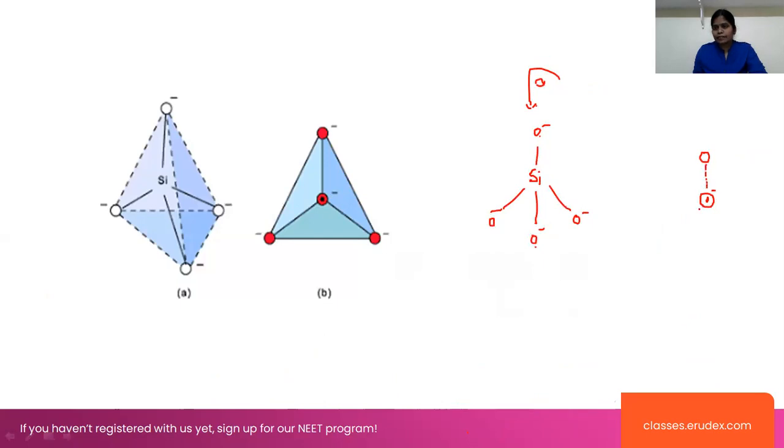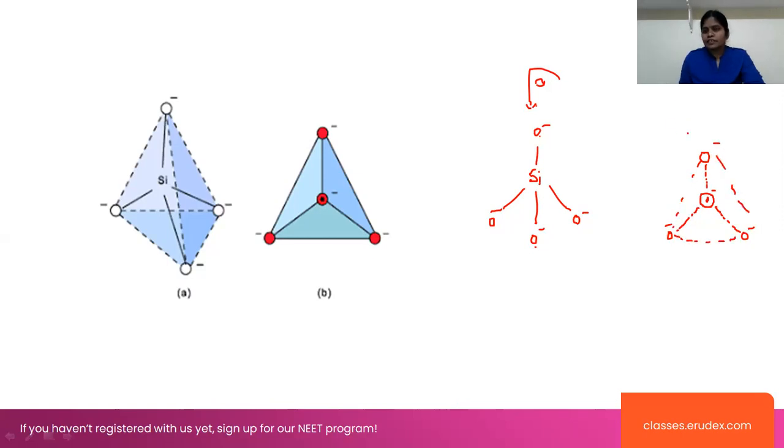Look at here. This will be oxygen minus, and here this will be oxygen minus. So these are the structures of the top view representation. This is the top view representation. Look at this oxygen: we have to take the complete circle as the oxygen, and a dot for the silicon. So this is the top view representation.